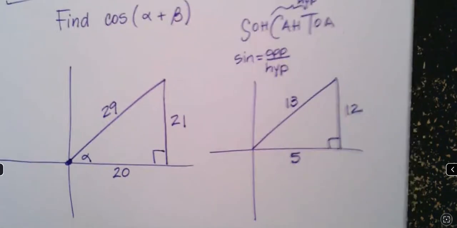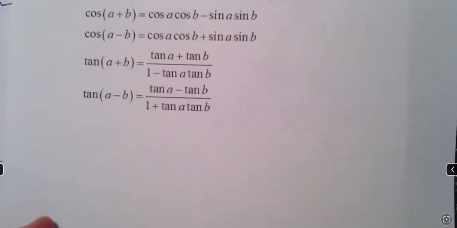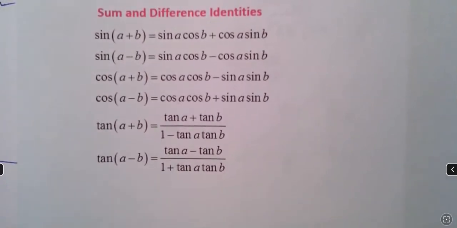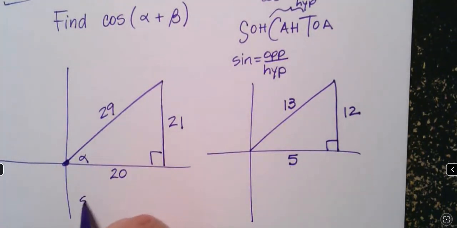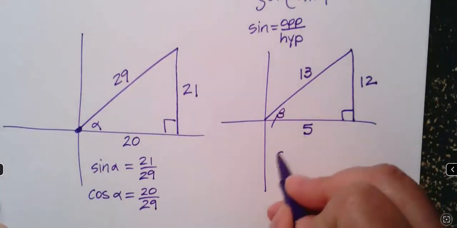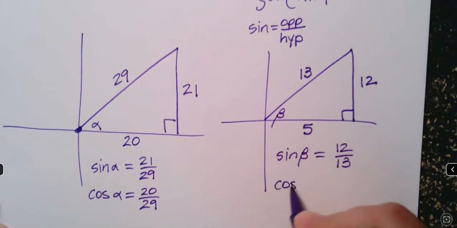Since we're only using sine and cosine, and the formulas for all these sums and differences, if you look at the ones for sine and cosine, they only involve sine and cosine. We really only need to know the sine and cosine for each of these. So for alpha, the sine we already knew was 21 over 29, but we can still see it on this picture. And the cosine is adjacent over hypotenuse, so that's 20 over 29. This angle was beta. For beta, the sine is opposite over hypotenuse, that's 12 over 13. And the cosine is adjacent over hypotenuse, which is 5 over 13.